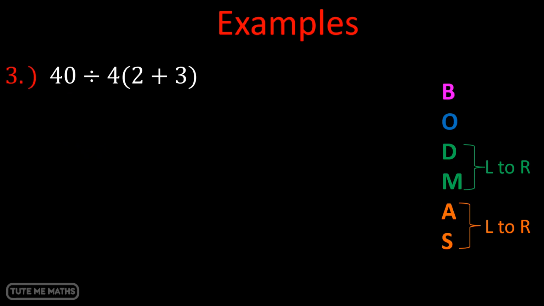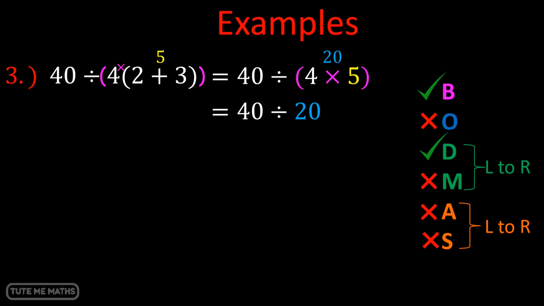In number 3 we do have brackets, but we also have a hidden multiplication sign, implying extra brackets here. So we have 40 divided by 4 lots of 5, which is 40 divided by 20, giving us an answer of 2.